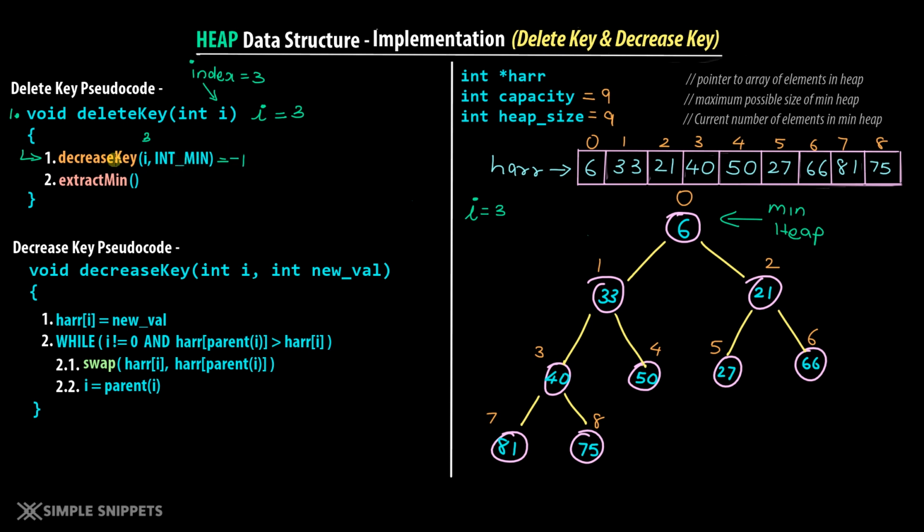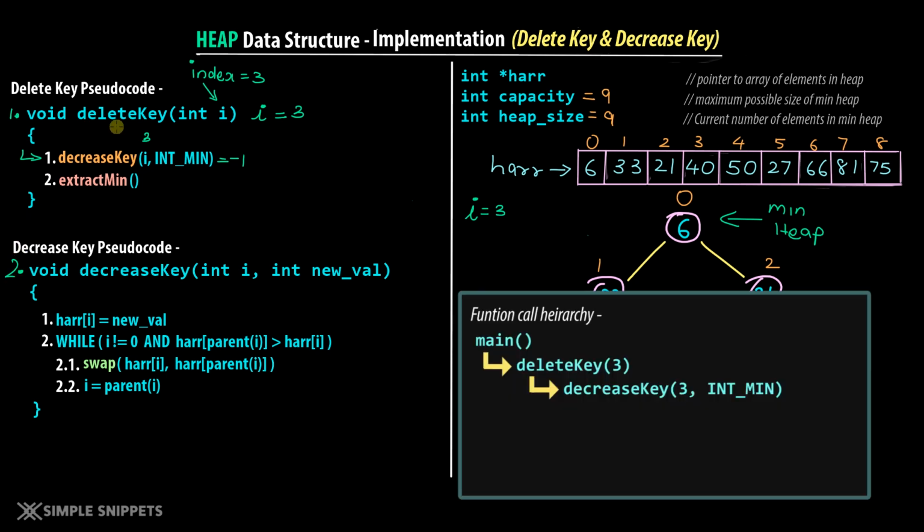So what is this decrease key function? Decrease key is again a separate function that we'll have to write. And as the name suggests, it will reduce the number at this index position 3 to a very negative value, and then it will also bring it to the top, right? So let's see the decrease key pseudocode. This is that second function. So from delete key, we are giving a call to decrease key. Now let's start dry running this decrease key.